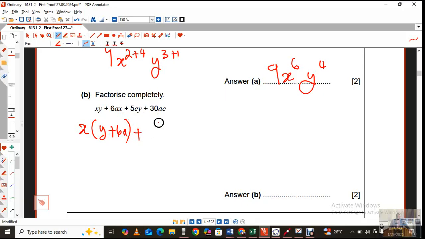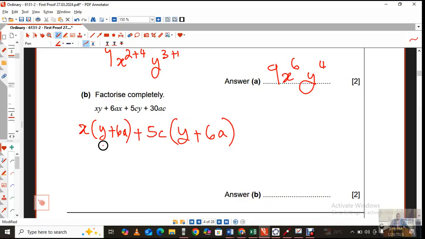All the terms are positive, so there's no problem. 5 is common because 5 can go into 5, 5 can go into 30. And what else? c is common, right? So if you divide 5cy by 5c, you are left with y. 5 into 30, that is 6. And then c is cancelled, that gives you 6a.